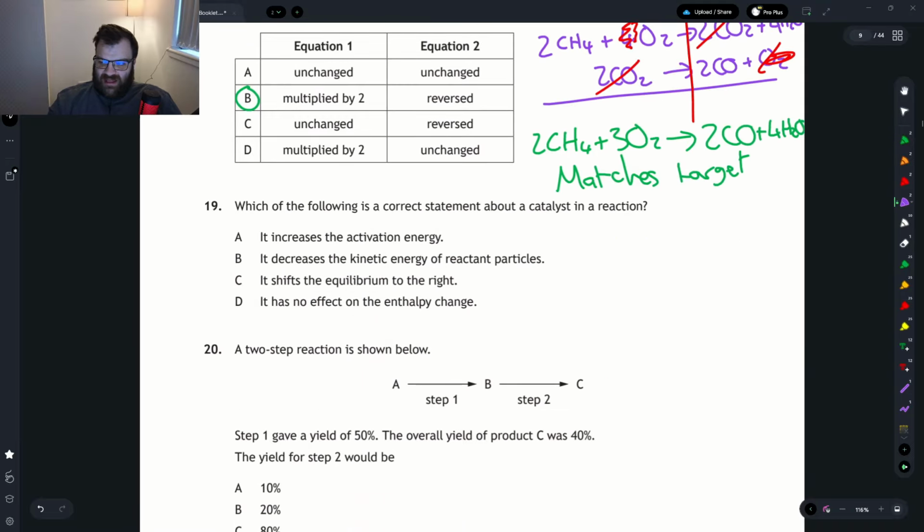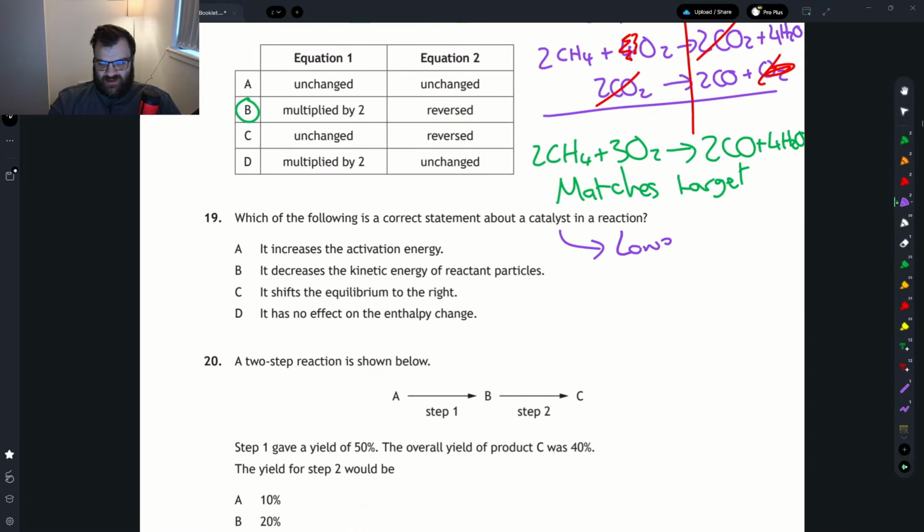For that, the higher chemistry definition of a catalyst is that it lowers activation energy. As great as "speeds up a chemical reaction without being used up" is, it's not going to help you much at all in higher. So it does not increase the activation energy. Decreases kinetic energy, that's lowering temperature, so it's not that. Shifts equilibrium to the right. Well, that would make it speed up one of the equations. A catalyst does not affect the position of equilibrium. It speeds up forwards and backwards, so it's not that one. It has no effect on enthalpy change.